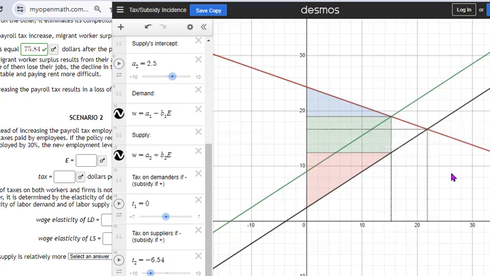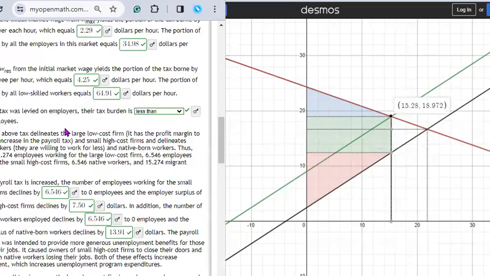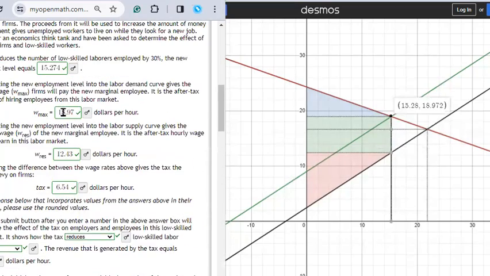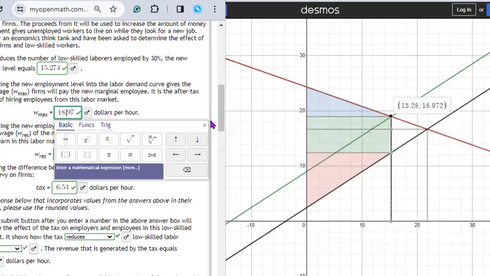And what now is the maximum wage firms are willing to pay? Well, the maximum wage firms are willing to pay is still 18.97. So it doesn't matter whether you tax the employees or the firms, right? The maximum wage firms are willing to pay for this last worker hired after the tax is imposed is 18.97, right?